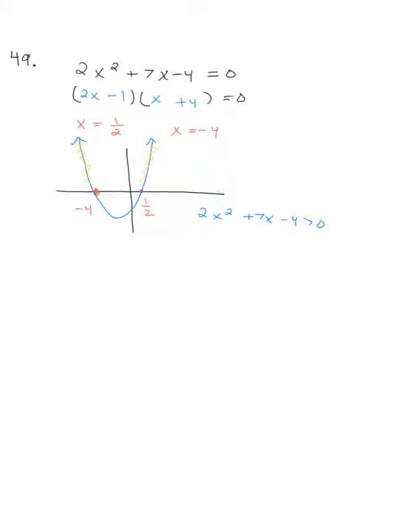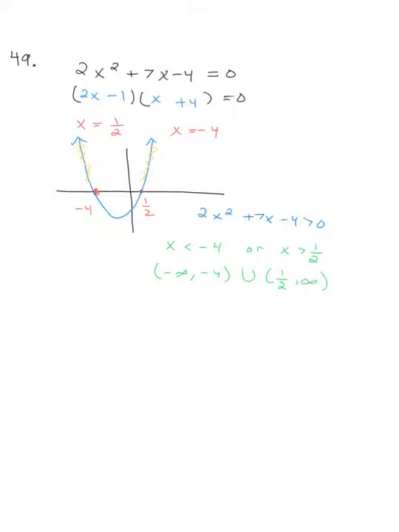Clearly it's on the outsides, and that gives me my answer of x is less than negative 4 or x is greater than a half. You could use, again, intervals and say from negative infinity to negative 4 and from 1/2 to positive infinity, but both of those are completely acceptable.